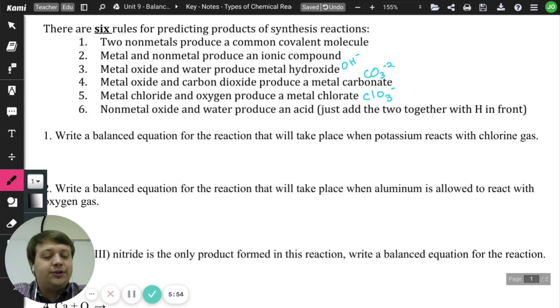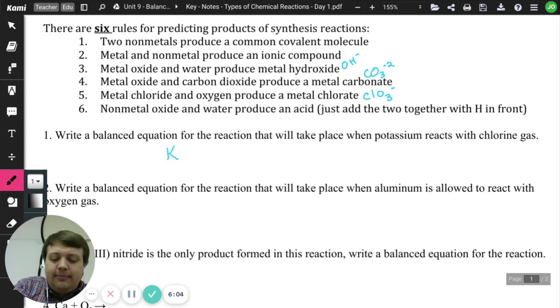Let's take a look at question number 1: write a balanced equation for the reaction that will take place when potassium reacts with chlorine gas. So I have potassium plus chlorine gas. Remember, chlorine is a diatomic element, so it would need to be Cl2.